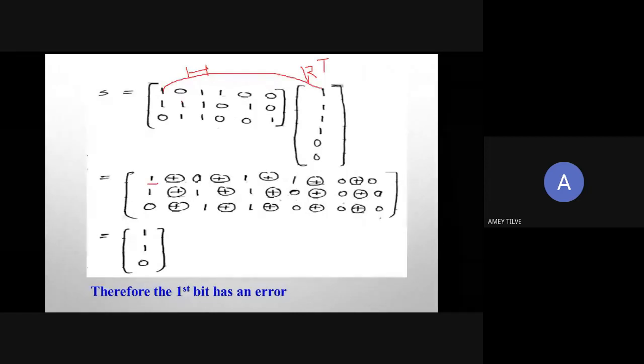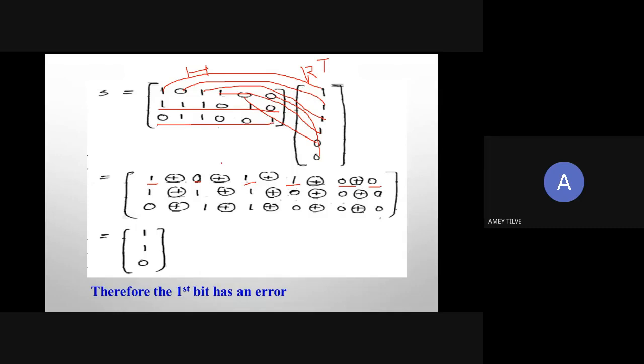1 into 1 is 1, then XORed with 0 into 1, which is 0, XORed with 1 into 1, which is 1. Again 1 into 1 is 1. Again 0 into 0 is 0, and the last one, 0 into 0 is 0. Similarly, I will do the second row and third row, and I get these values. It is just sheer multiplication.